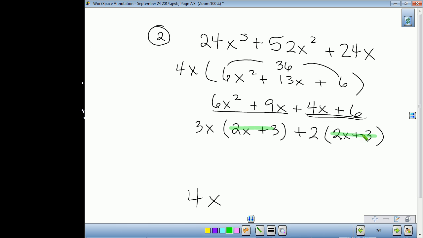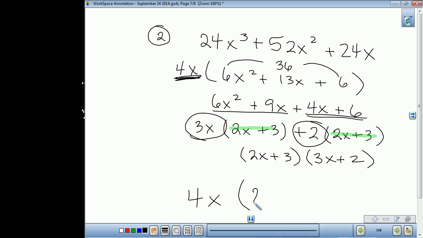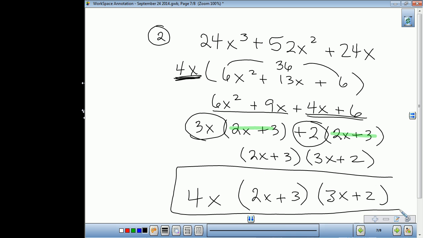On this one, the other way made more sense. They have the 2x plus 3 in common. So it comes out, and what is left? 3x plus 2. So I group it. My final answer is that 4x that I took out way at the beginning times 2x plus 3 times 3x plus 2. Now, somebody just said that trial and error would have been easier. I agree.